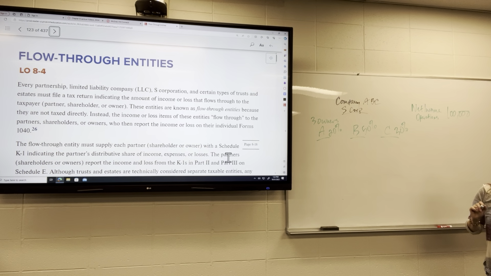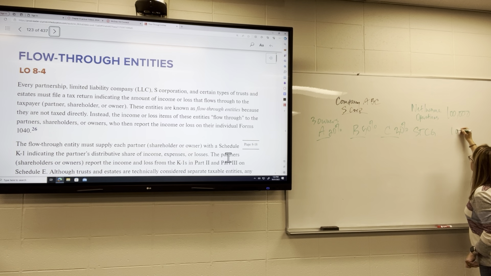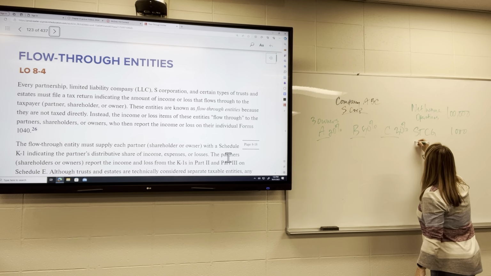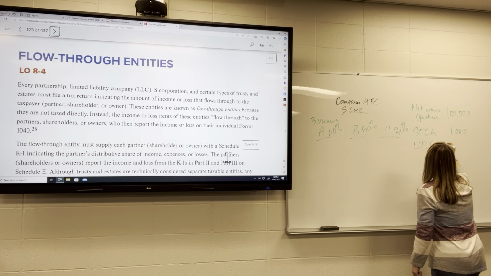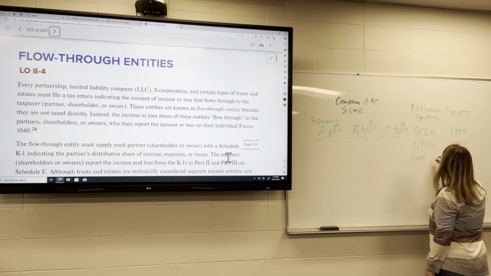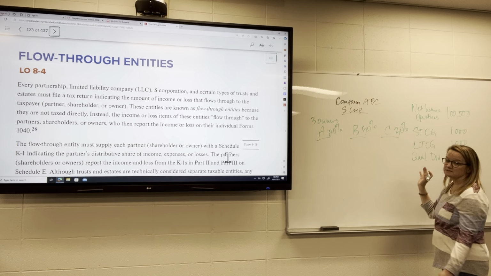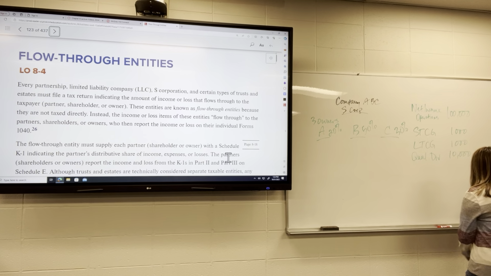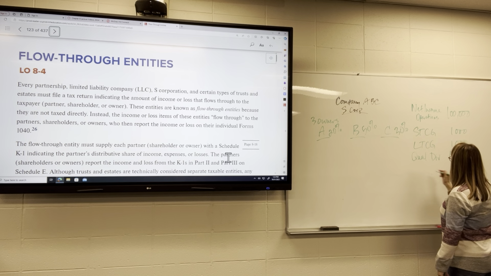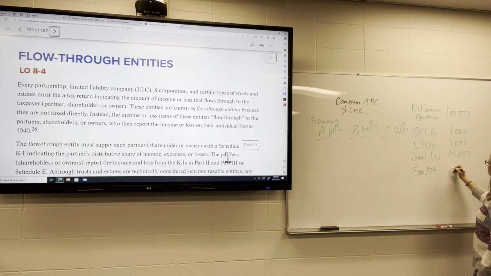But in addition to that, the company also had some short-term capital gains of $1,000, had some long-term capital gains of $1,000, had some qualified dividends because it's got investments of $10,000. I'm making these nice and easy to calculate on my calculator. And it used section 179 on $10,000 of expenses.